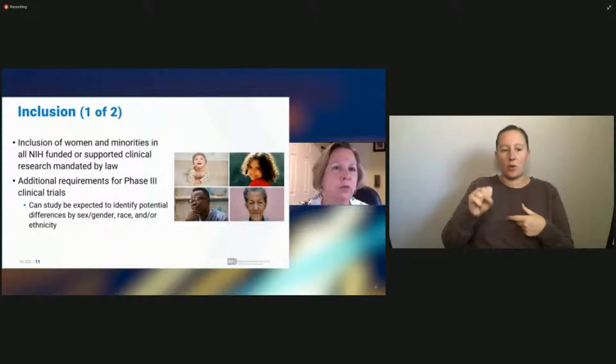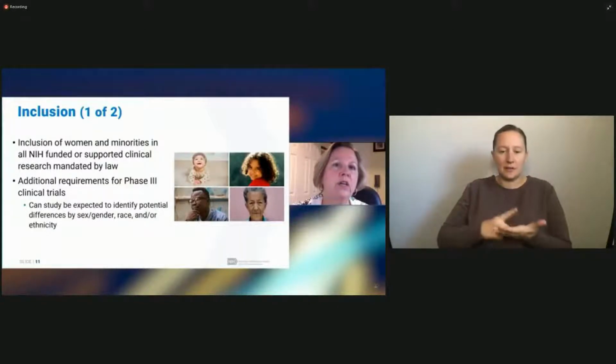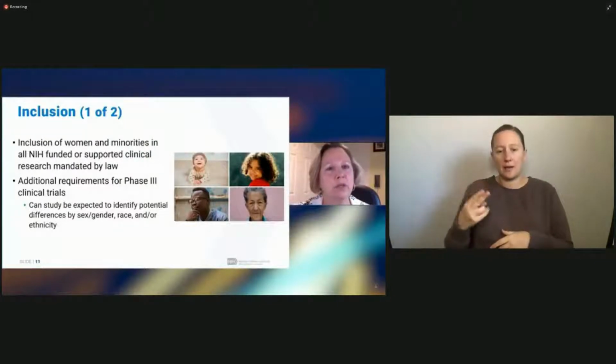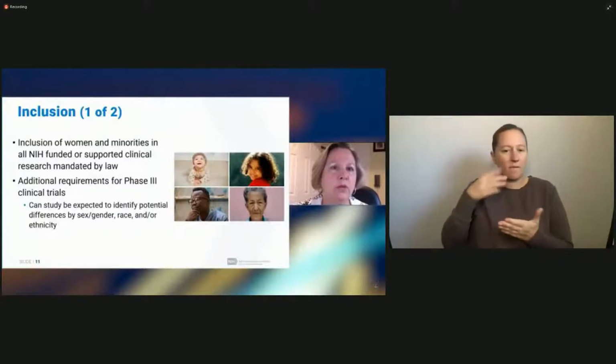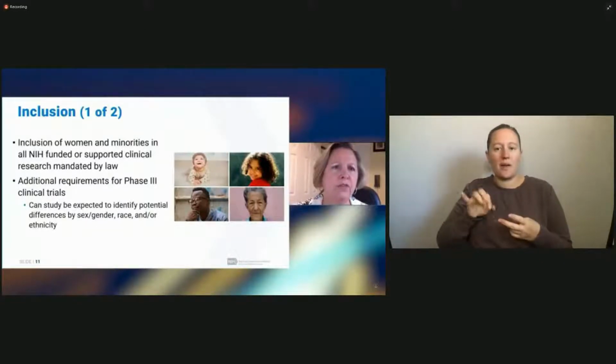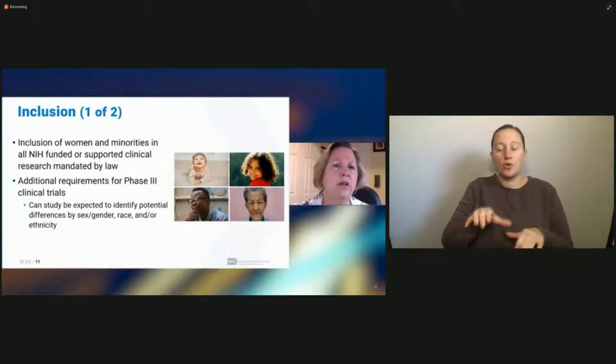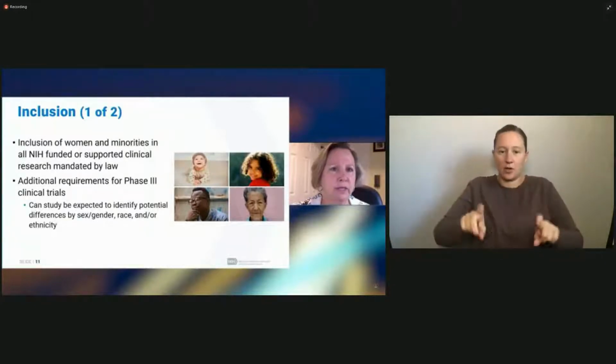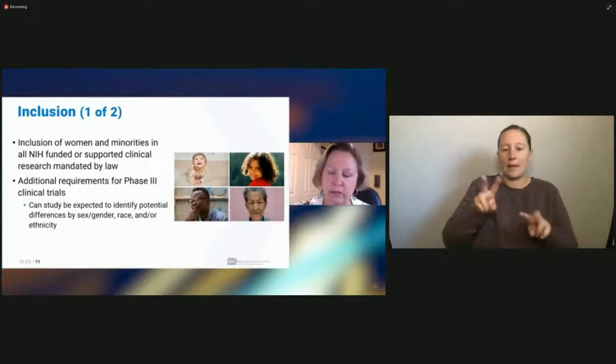And you would need to include women and minorities and talk about that in your application in all NIH funded clinical research, unless there's a compelling rationale for excluding women and minorities. And note that if you're doing a phase 3 clinical trial, you would need to do analysis by sex, gender, race, and ethnicity.